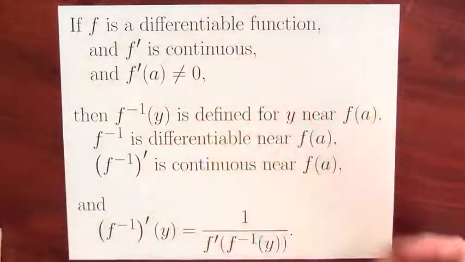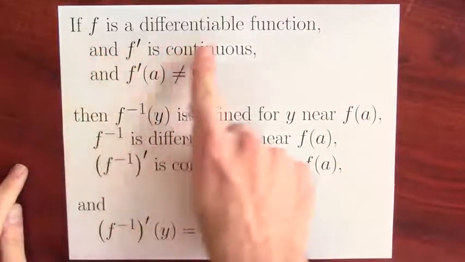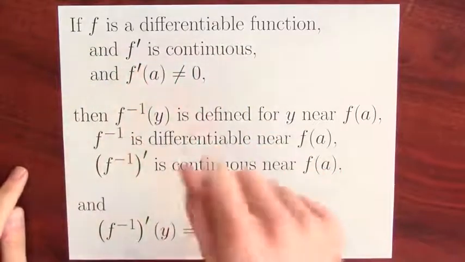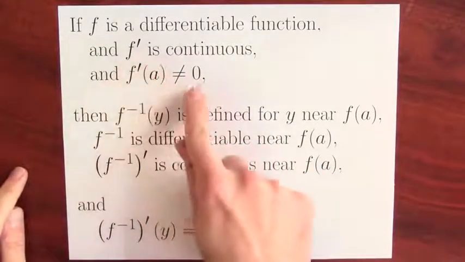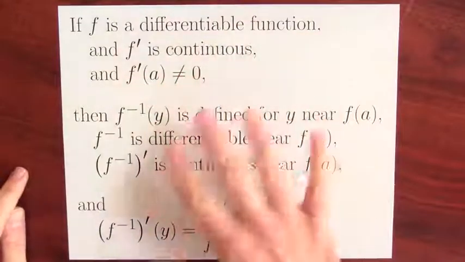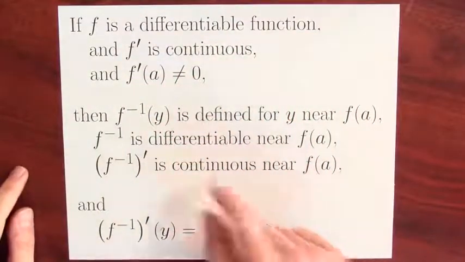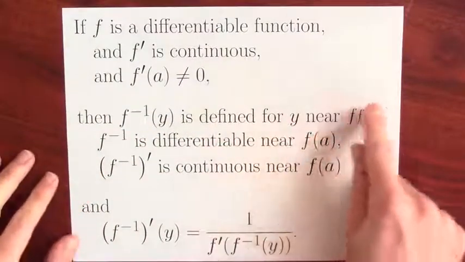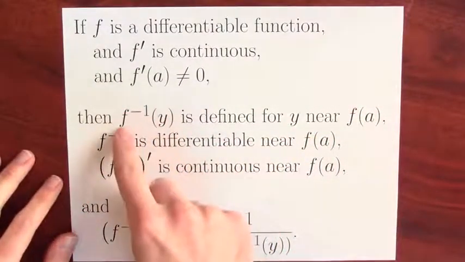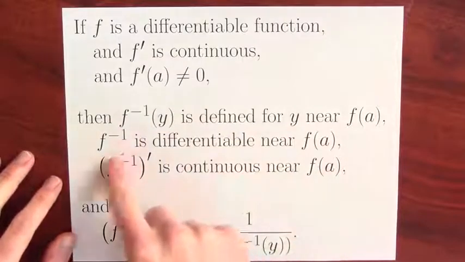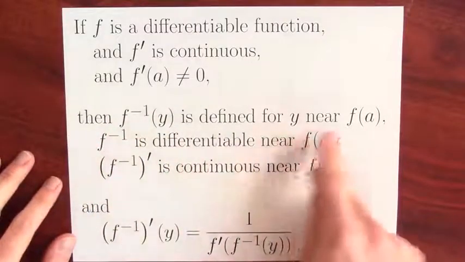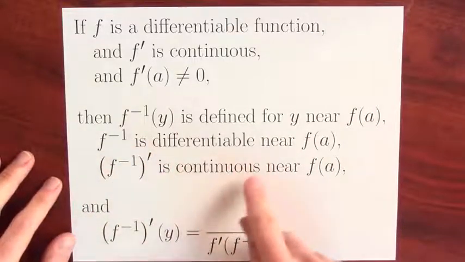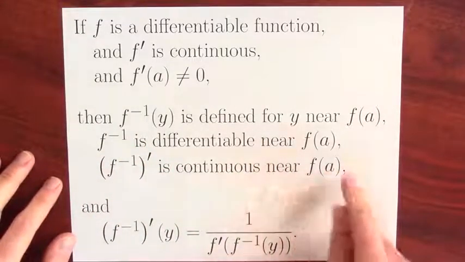Here is the inverse function theorem. I'm going to suppose that f is some differentiable function, f prime is continuous, and the derivative at some point a is non-zero. In that case, I get the following fantastic conclusion. Then the inverse function at y is defined for values of y near f of a, so the function f is invertible near a. The inverse function is differentiable if our input's near f of a, and that derivative is continuous for inputs near f of a.